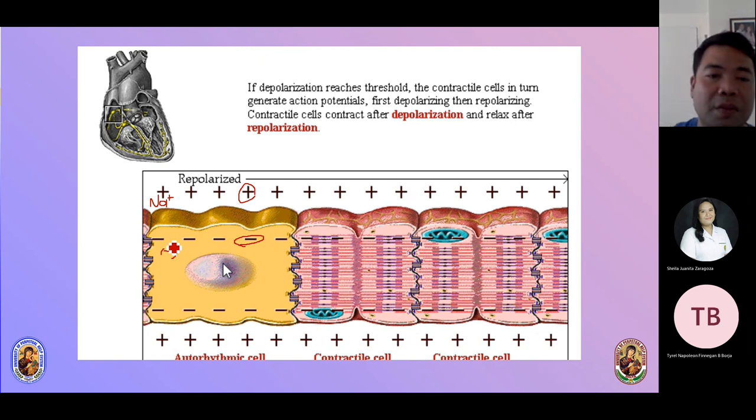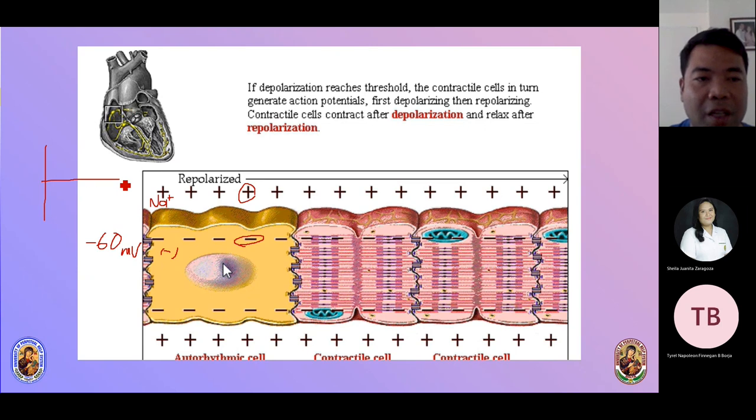And in the case of the nodal cells, SA node, AV node, everything colored yellow there, the resting membrane potential is negative 60 millivolts. Negative 60 millivolts. So if we graph that, let's say this is the graph of positive 10 millivolts, then 10, 20, 30. Where is the negative?